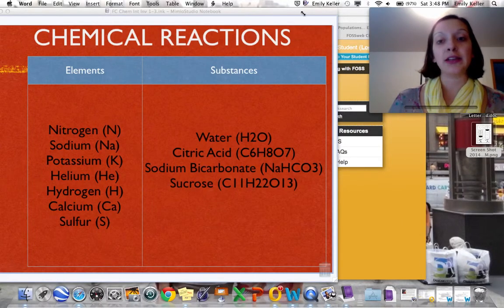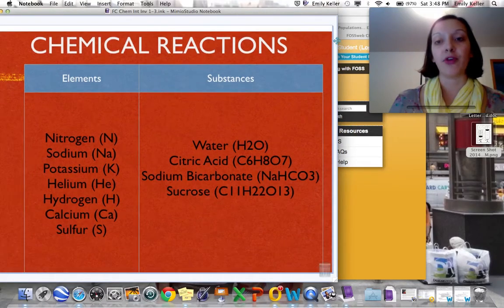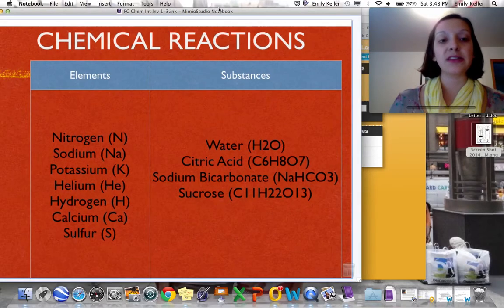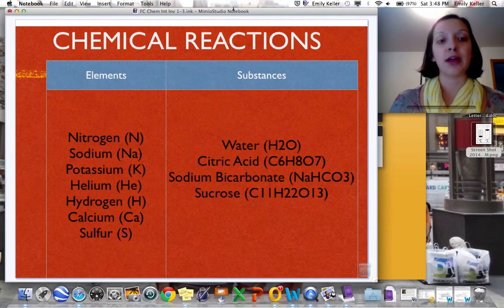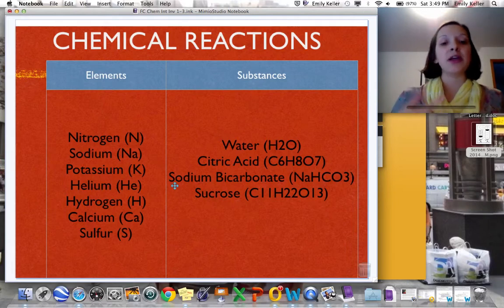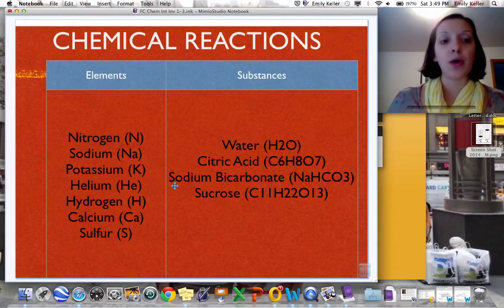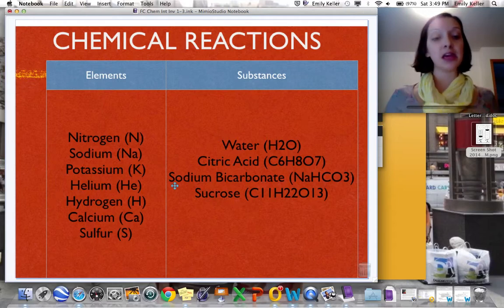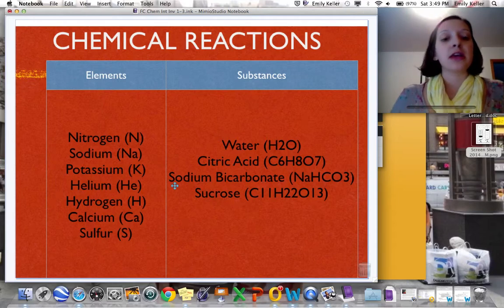So looking at chemical reactions, here at this table that I have for us, you can see that I have 2 columns, elements on one side and substances on the other. Looking at those 2 columns and the contents within the columns, I want you to be able to come up with a definition for elements versus substances on your own, which is a little higher level. So looking at elements, we have nitrogen, sodium, potassium, helium, hydrogen, calcium, and sulfur.